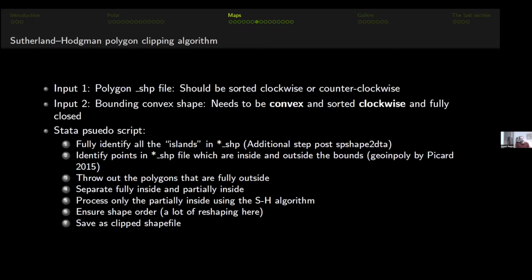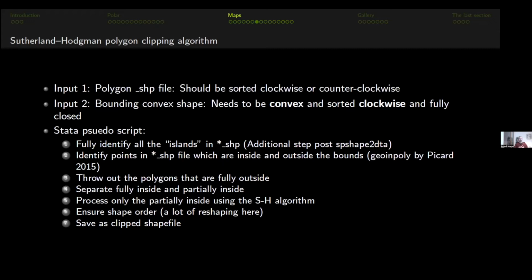So this is the fastest algorithm. It's not the most efficient algorithm. But once we program this, all we need to do in the Stata script is identify all the independent shapes that exist, and identify the points which are inside or outside this shape, which can be done with the geoinpoly command by Picard. Then we take the partially inside shapes, the shapes inside the box, and clip them using this algorithm.